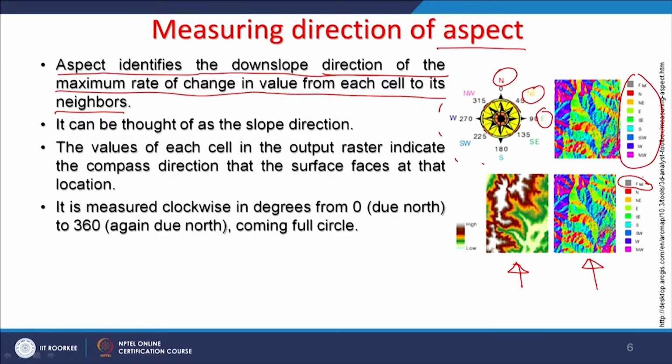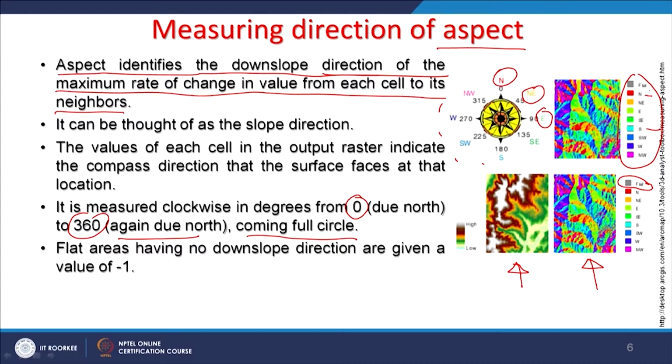And as you know, aspect is measured in degrees from north, going back to north again, starting with north at the 0 value, and then of course 360 degrees is again due north, coming full circle. So this is how it is measured, but instead of 0, it can be addressed as north facing slopes, then maybe south facing slopes: north, east, south, west, and all in all 8 directions this is done.